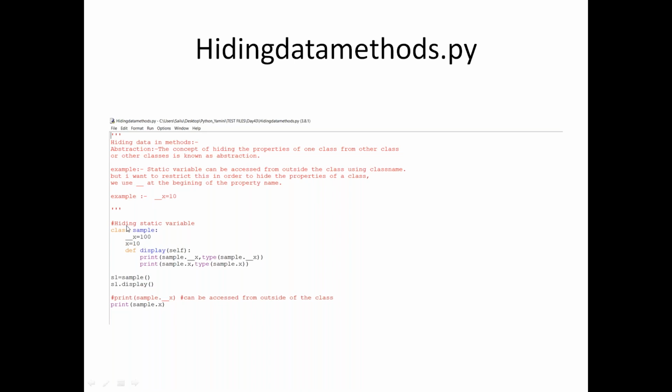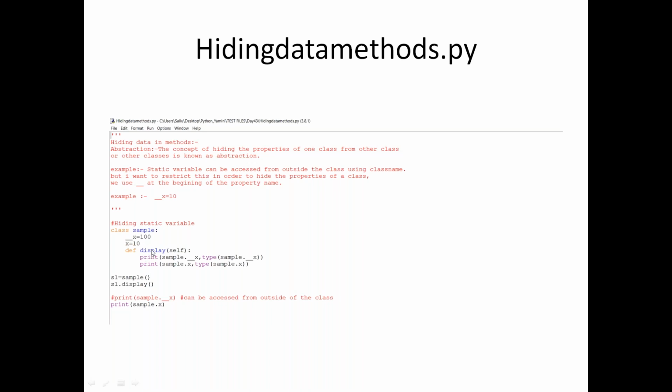So right now you can see here, hiding a static variable. I want to hide the static variable. Class sample: __x = 100, x = 10. So __x = 100 will have the static variable concept, and the features it has will be in hidden mode. And x = 10 is nothing but a normal static variable. These features are common for methods or outside of the class.